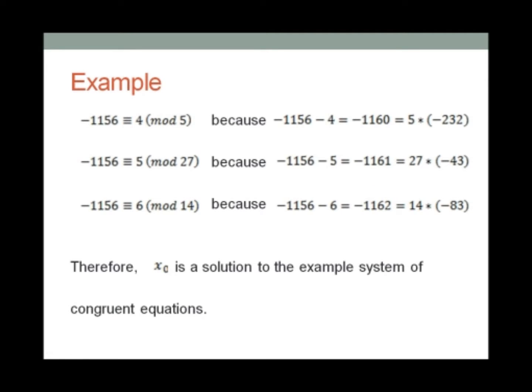We can now test to see if x0 really is the solution. We can see that x0, which is equal to negative 1156, satisfies each of the congruence equations because negative 1156 minus 4 is equal to negative 1160, which is divisible by 5 in the first case, and it is proven true for the next two equations as well. Therefore, x0 is the solution to the example system of congruence equations.